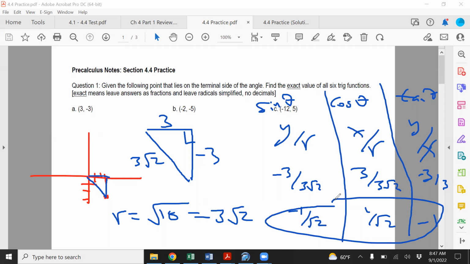And then you flip them to get the cosecant, secant, and cotangent. If we leave it like -3 over 3√2, that's okay. Don't worry about it. It's still valid. But that's how you approach these problems: plot the point, which I know you guys can do, and do Pythagorean theorem, which I know you guys can too.